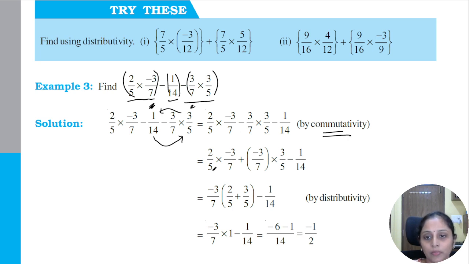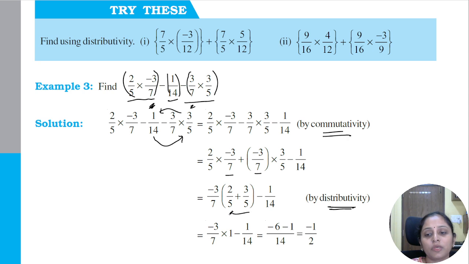Now what we will be doing is, we are going to use minus 3 by 7 as a common and take it outside. Here you are using distributivity. So you are taking minus 3 by 7 outside, and then you will be left with 2 by 5 and 3 by 5 inside the bracket, right?